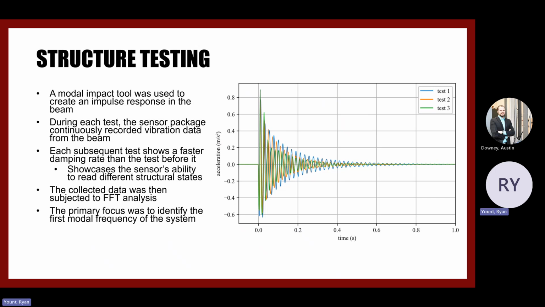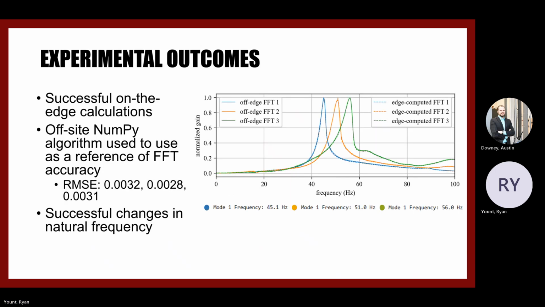Then after this was done, just like we said in the explanation of the algorithm, the data was subjected to FFT analysis with the primary focus of identifying the first modal frequency. So to verify the precision of the FFT that was computed on the edge, we computed another FFT off of the edge with a more complicated algorithm from NumPy to compare values. Visually, you can kind of see that the 2 algorithms match up pretty well. And then if you needed more verification, the root mean square errors of these respective tests are down here, and they're very low as well.